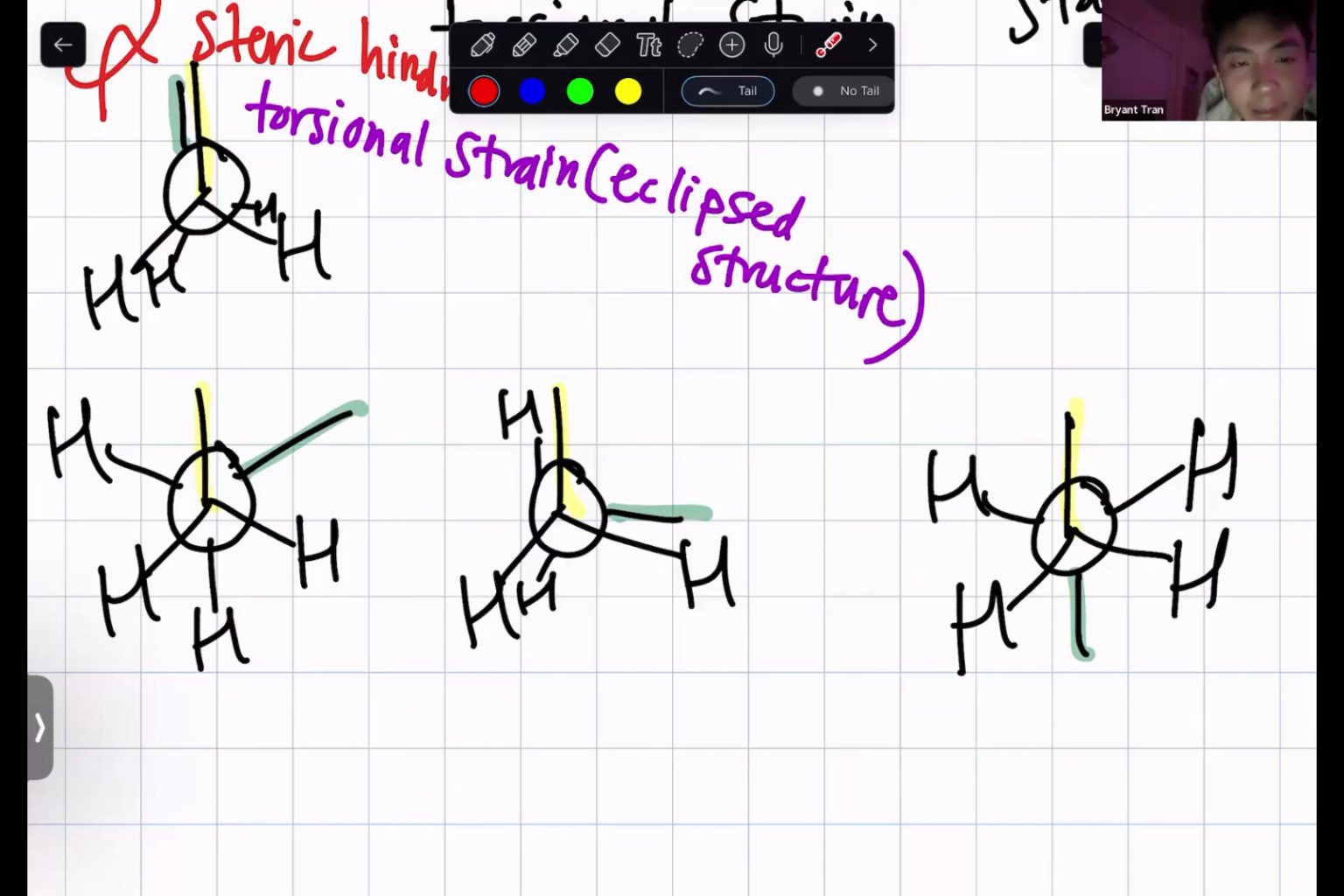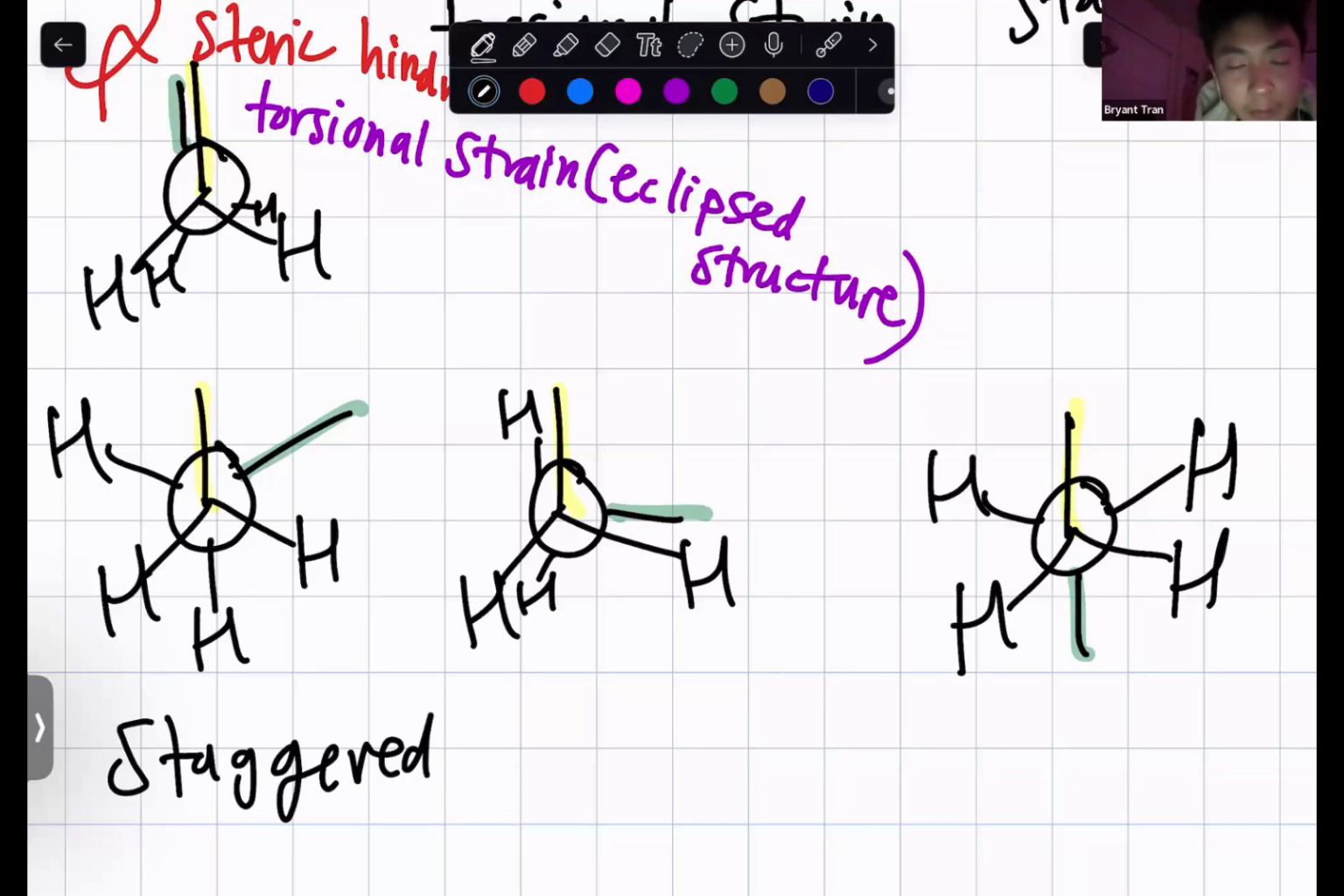We could first start by determining if it is staggered or eclipsed. I think it's staggered. Correct. It's staggered because the bonds are as far away from each other as possible. They're not eclipsing or on top of each other. Now, for staggered, you can have anti-conformation, which means the two bulkiest groups are 180 degrees apart or opposite from each other, or gauche, which means that the two bulkiest groups are right next to each other, or somewhere in between, not gauche or anti.